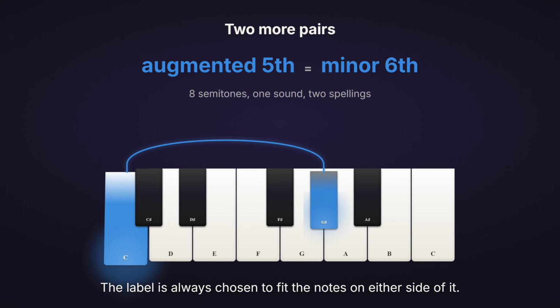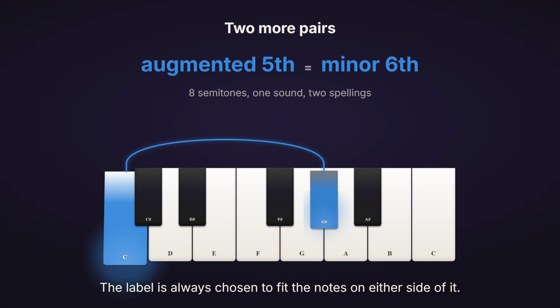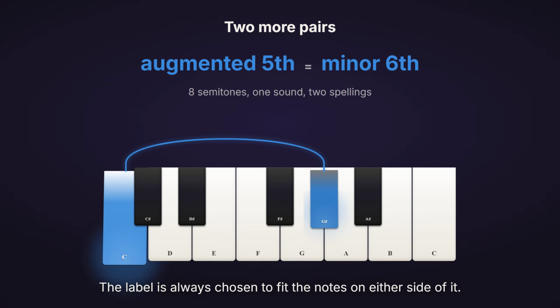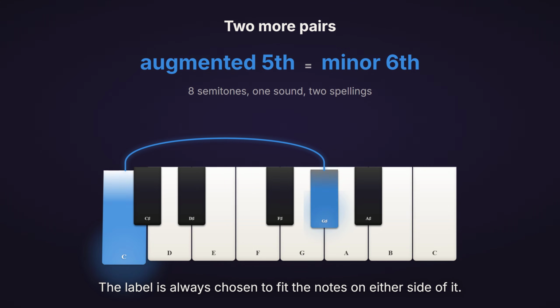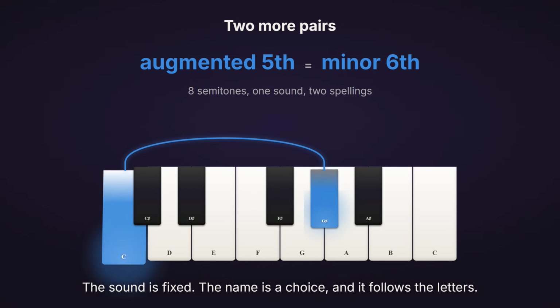You could collect these pairs all day, and the pattern never changes. Each pair is a single sound wearing 2 different labels, and the label is always chosen to fit smoothly with the notes that sit on either side of it. An augmented second shows up in certain minor scales, where the surrounding letters force that exact spelling, while a minor third is the everyday name you meet in chords. Same keys under your fingers, different jobs in the music. The sound is fixed, the name is a choice, and the choice always follows the letters.